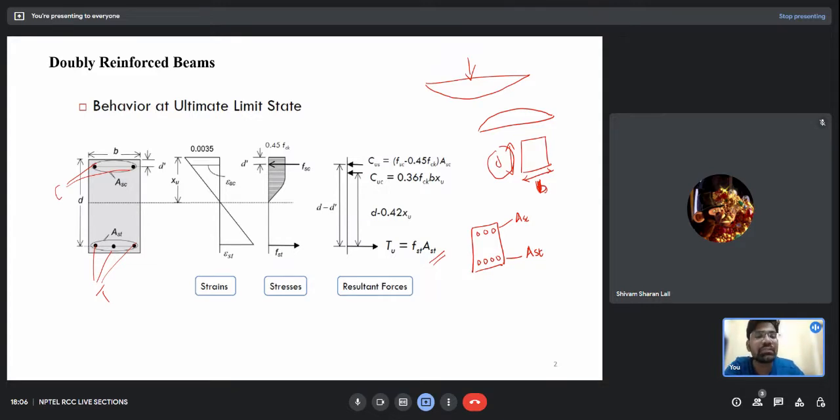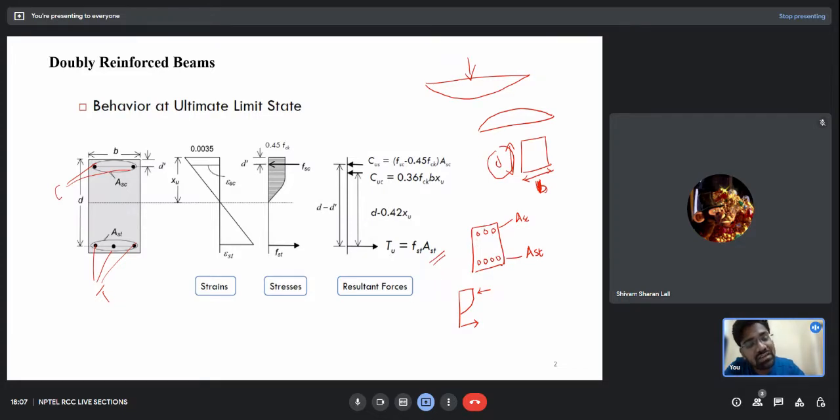Now conceptually speaking, what we always do is we go for force equilibrium. So force equilibrium, what we always do, we assume that whatever compression force is in concrete, that compression force is balanced by the tensile force in steel. But what about this steel in the compression part now?